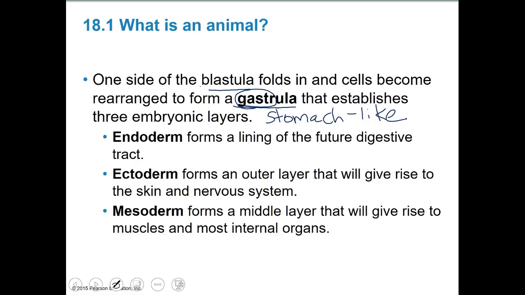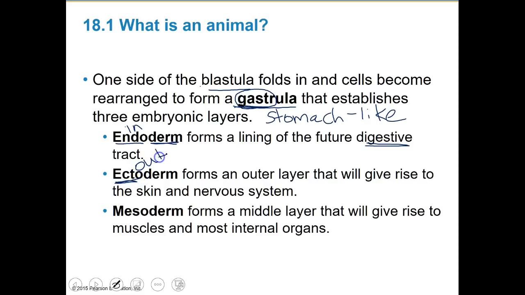I'll give you that. Okay, so we've got a couple of layers. There's an endoderm. Endo means within, and derm is a lining, so it's a lining for the future digestive tract. Maybe we should say gastra is more like digestive. That probably makes more sense. That's all right, that's how we process it. Ecto means the outside.